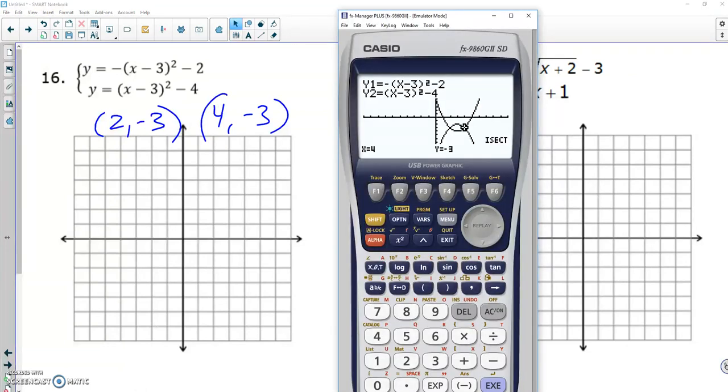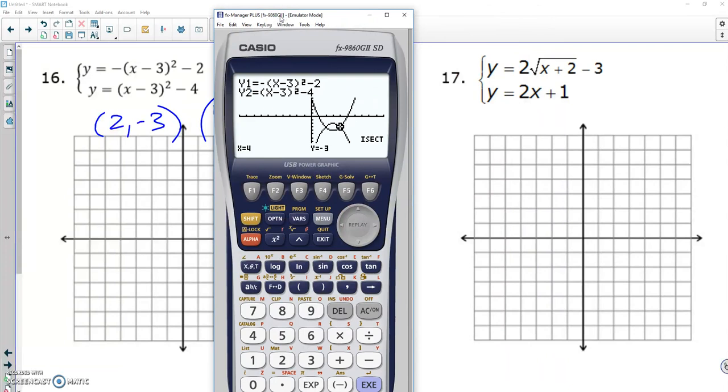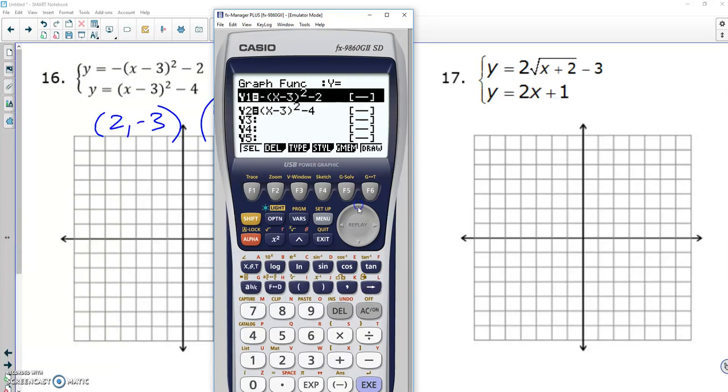The next one, same type of deal. We have the square root and we have a line. So those shapes should cross each other. Let me clear out all of my equations. So the first one, we got 2 shift square root of (x + 2), and then minus 3.